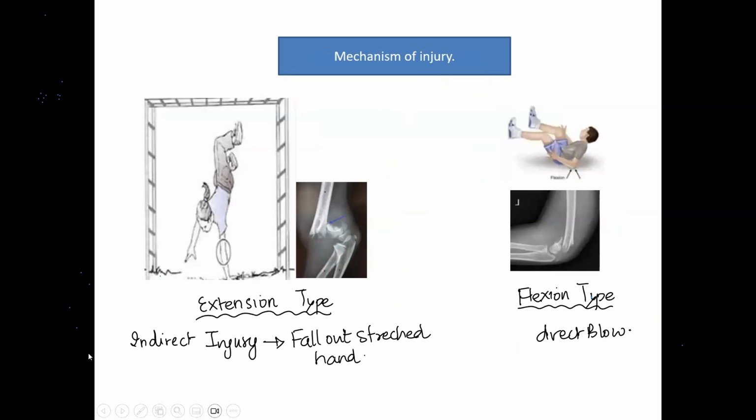In the extension type, you have an indirect injury. The patient has a history of fall on the outstretched hand while playing. So whenever there is a fall, there is injury to the distal humerus and the patient results in the extension type of the fracture. Whereas in flexion type, there is direct injury to the elbow, which causes fracture at the distal end of the humerus. So the injury is happening here and it is pushing the distal fragment anteriorly, resulting in flexion type of supracondylar fracture. This is how the supracondylar fracture happens in children.